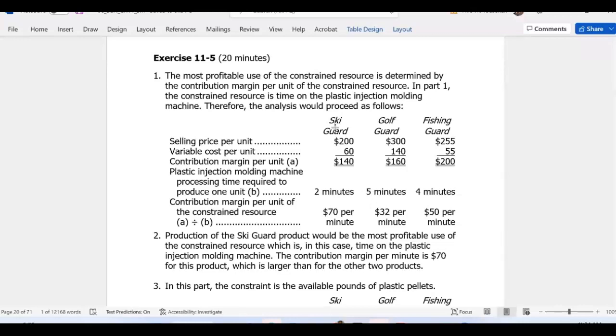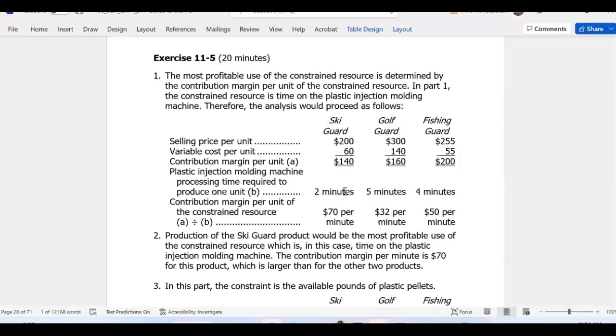The selling price for ski guard is $200, variable cost is 60, so contribution margin is 140. Contribution margin for golf guard is 160, but contribution margin for fishing guard is much higher at $200. So fishing guard looks good as of right now.